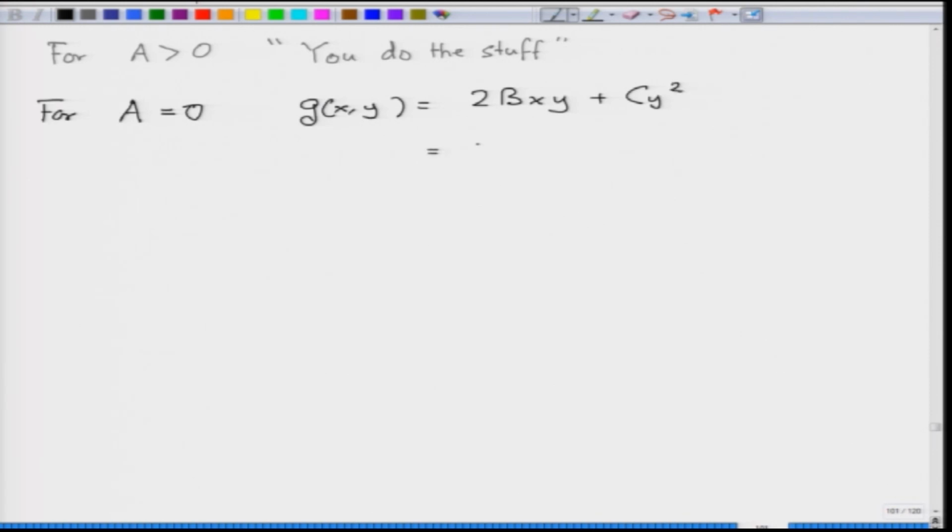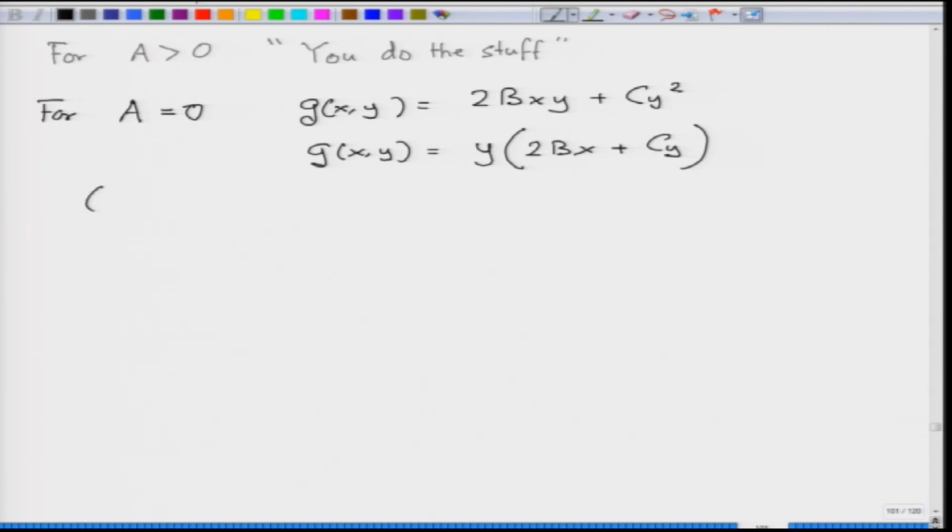So, this can be written as y. So, gxy is equal to y into 2bx plus cy. So, if y and 2bx plus cy both have the same sign, it is positive, and if they have opposite sign, it is negative. So, here again I can find, around 0 0, at 0 0 it is 0, points where gxy is positive, and other cases where gxy is negative, telling us that 0 0 is a saddle point.